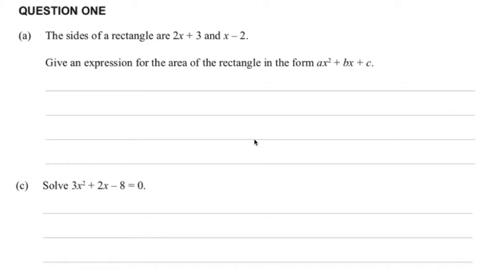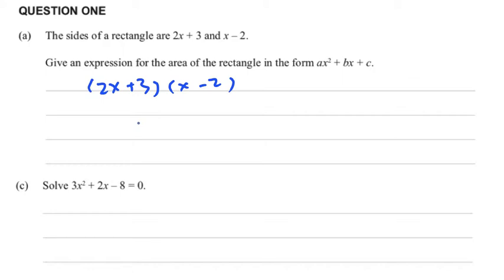The size of the rectangle is given: 2x plus 3 and x minus 2. We're going to find out what the area is. We understand the area of a rectangle is one side times the other, or base times height, or length times width. So one side times the other. One is 2x plus 3, the other one is x minus 2. We're going to times them together.